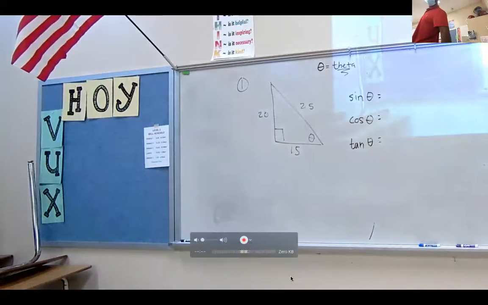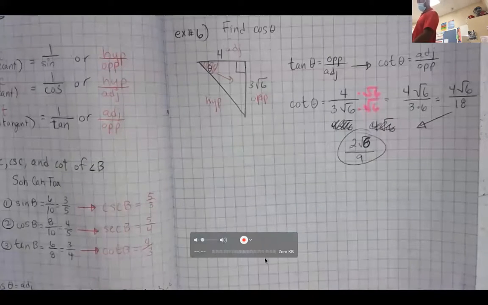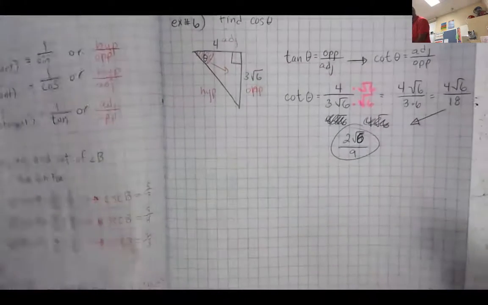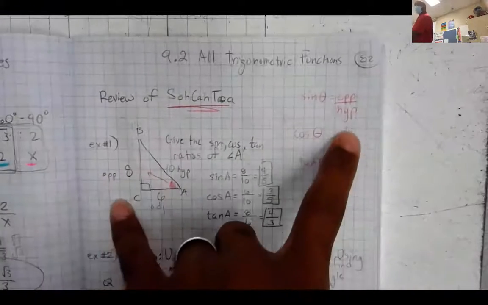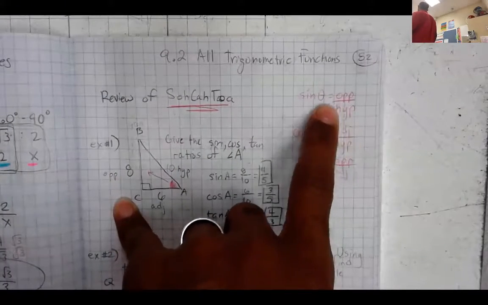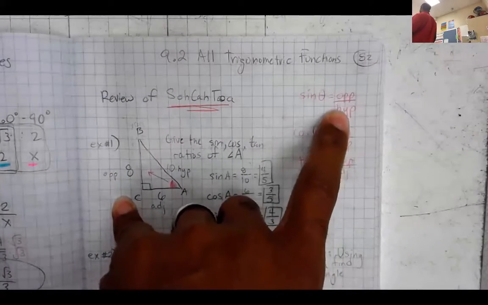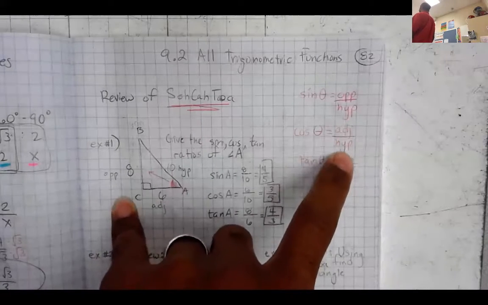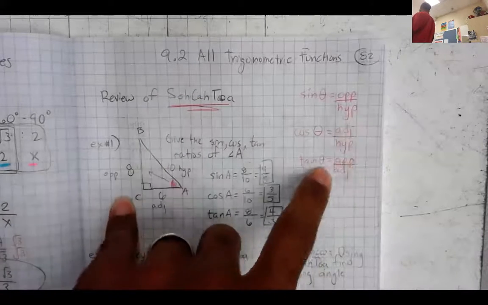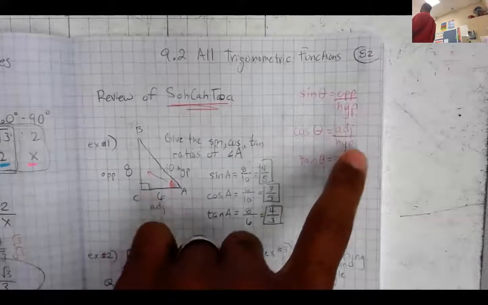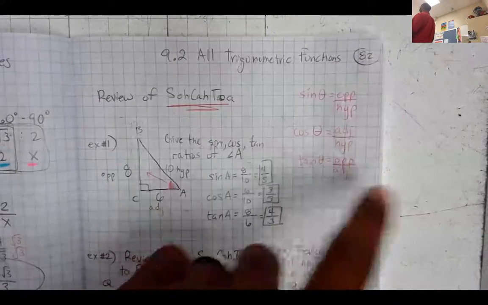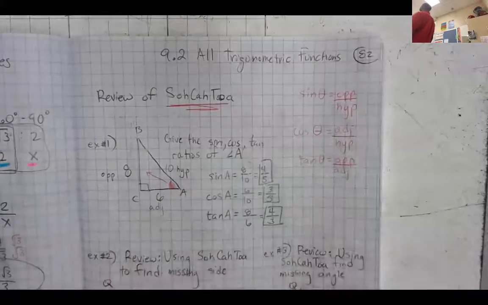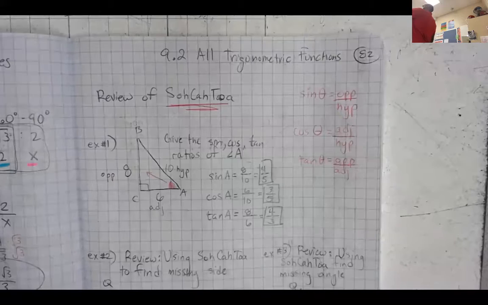Again, I'm referring to this. So sine is opposite over hypotenuse. Cosine is adjacent over hypotenuse. And then toa, tangent, opposite over adjacent. Okay, so that's what I'm referring to. And then when I do the other functions, I'm just going to flip them. Okay.